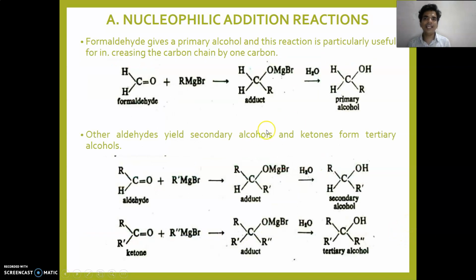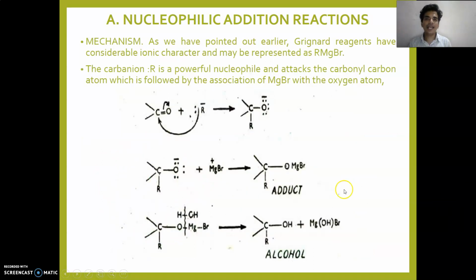Formaldehyde interacts with the Grignard's reagent and gives an adduct. That adduct on hydrolysis gives a primary alcohol. So formaldehyde gives the primary alcohol, and this reaction is particularly useful for increasing the carbon chain by one carbon. Other aldehydes yield secondary alcohols, and ketones yield tertiary alcohols, depending on what type of carbonyl compound we use for the reaction. The mechanism is based upon the earlier point.